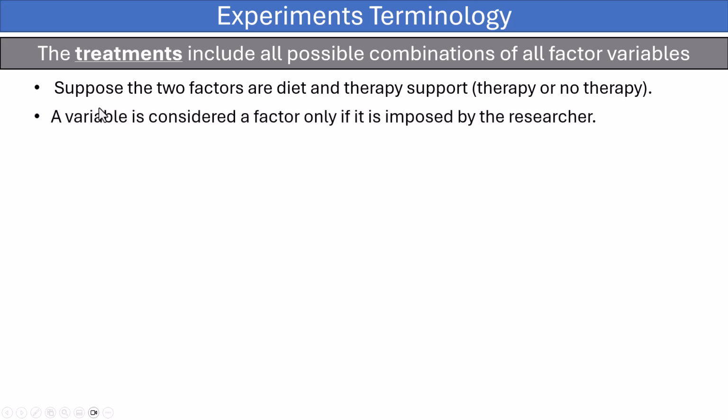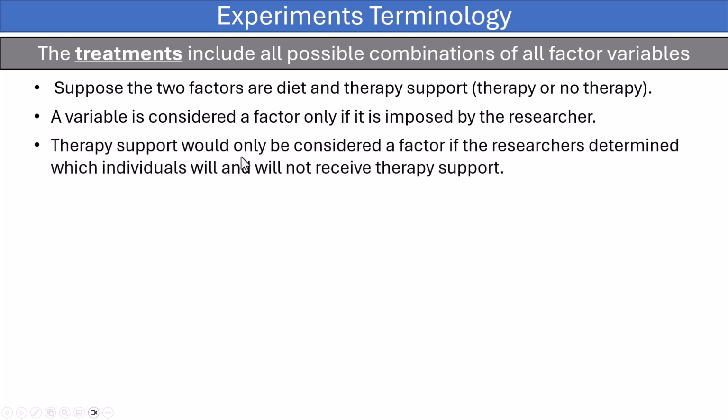Now remember that a variable is only considered to be a factor variable if it's specifically been imposed or randomized by the researcher. So that means that therapy support would only be considered a factor variable if the researchers determined which individuals will and will not receive the therapy support. So let's assume that that is the case.